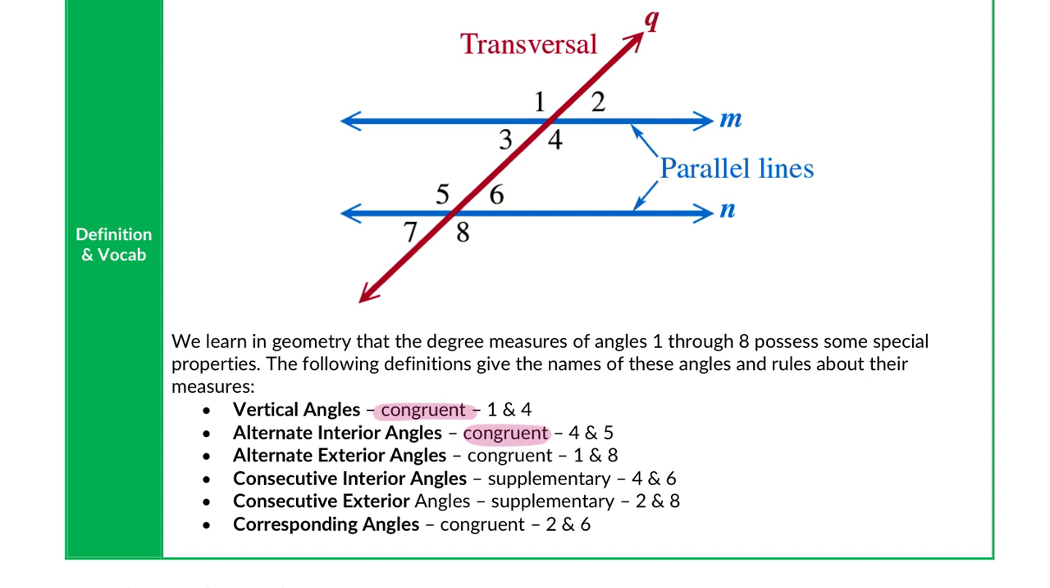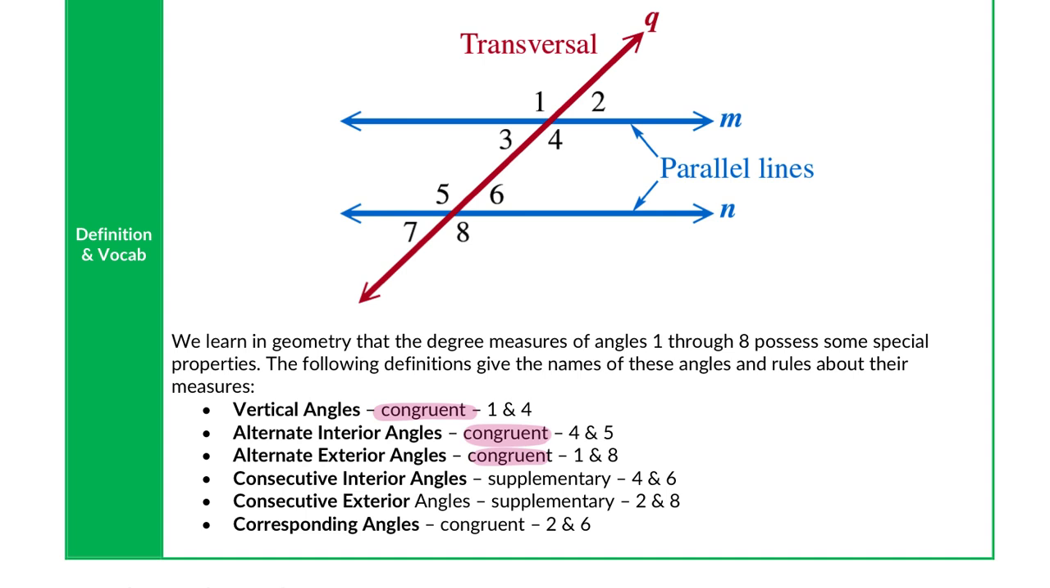How about alternate exterior angles? 6 and 7 are vertical angles. 1 and 8 are alternate exterior angles. What's another pair? 7 and 2. So alternating sides of the transversal outside the parallel lines. Those are also congruent. Look at that. All these congruent things.